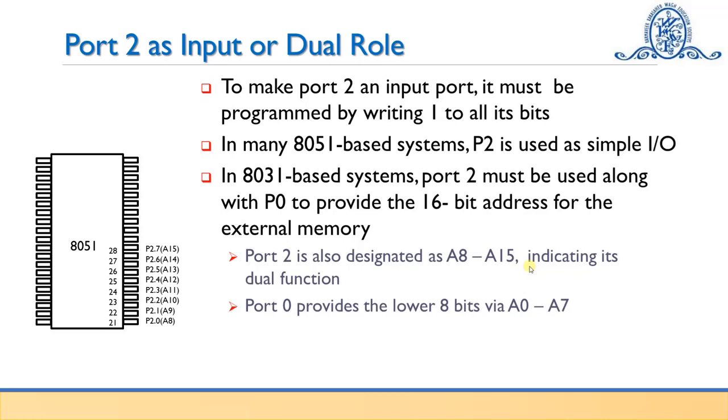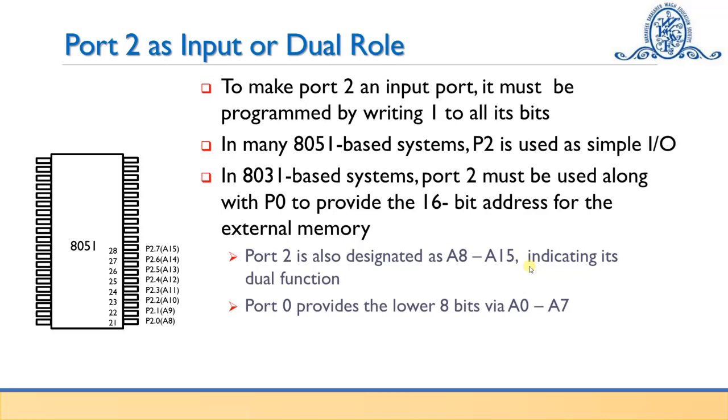To make port 2 an input port, it must be programmed by writing 1 to all its bits, like the other two ports. And then in many 8051 based systems, port 2 is used as simple IO. It is not used for generating the higher byte of address.